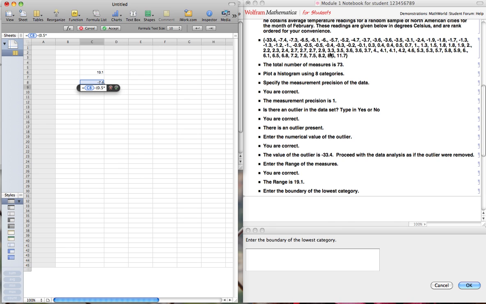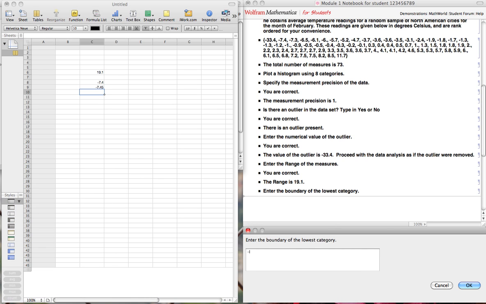So in this case it would be 0.1. That's as precise a measurement as is possible in this case. For measurement precision of 1, it's always 0.1. So this is the computation. The boundary of the lowest category is minus 7.45.